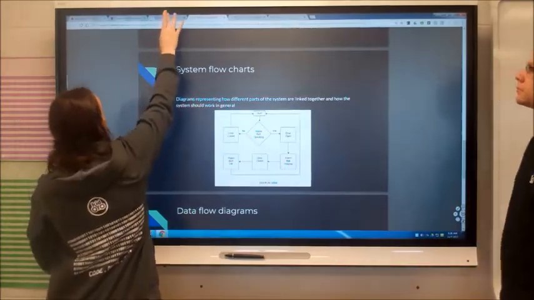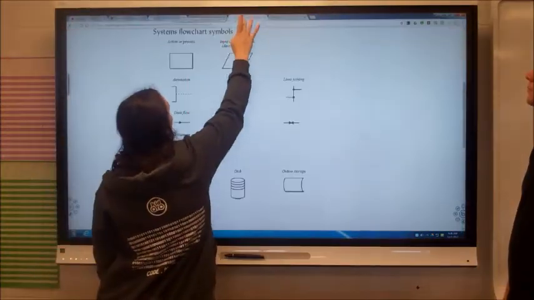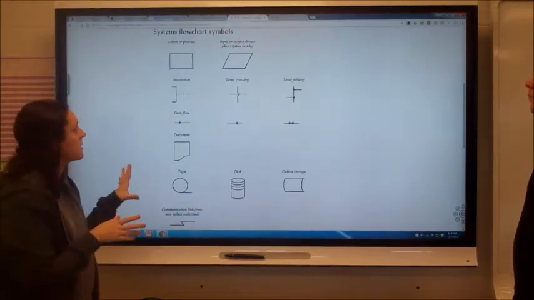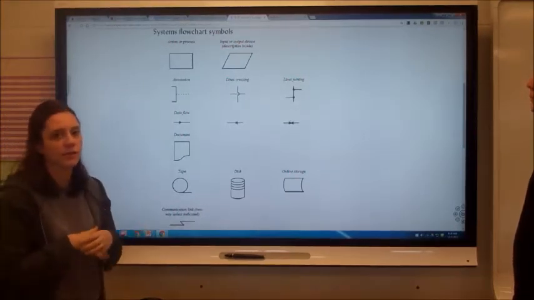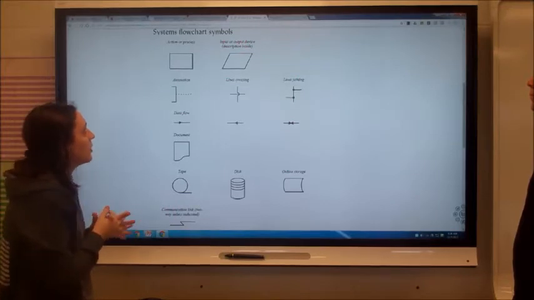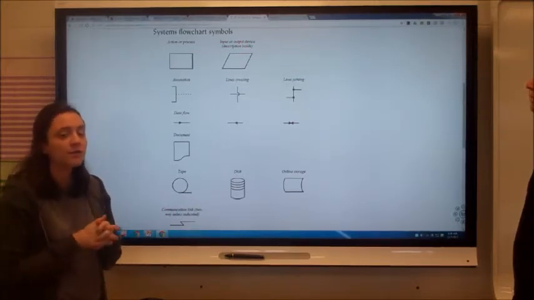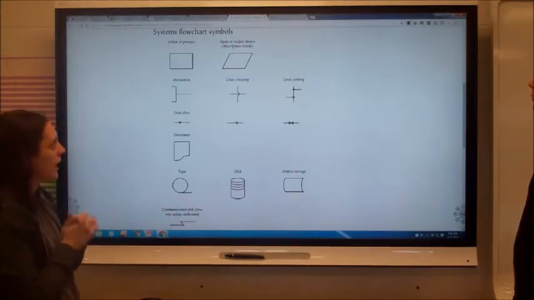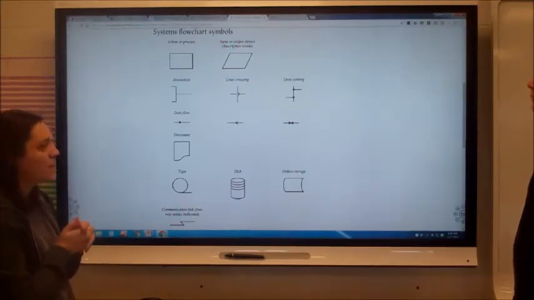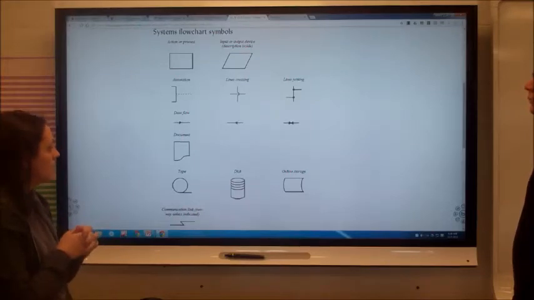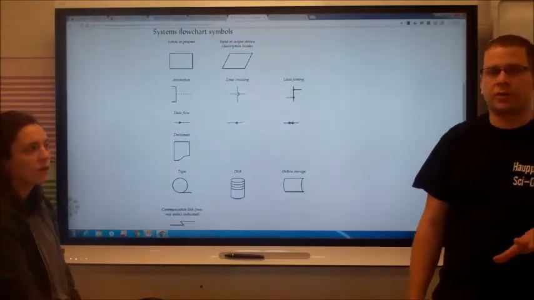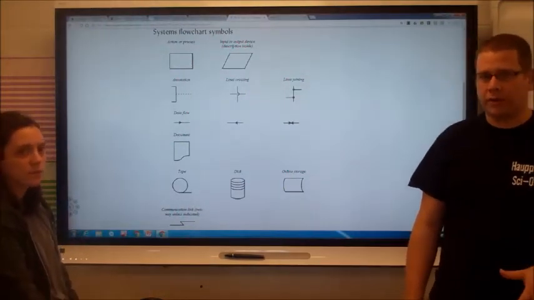If you go to your handout for topic 1.2.7, you'll see this box of different symbols. These are the system flowchart symbols and what they mean. They're very specific, so you do need to sit down and really look at what's going on and how they work. We can give you some other examples of fully done ones as well. Basically, your first symbol there is an action or process. It's an action or process that the computer hardware does.